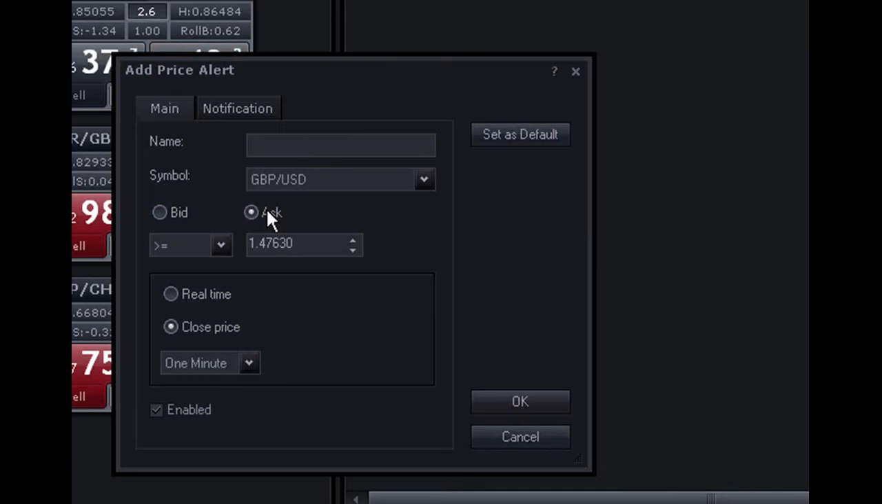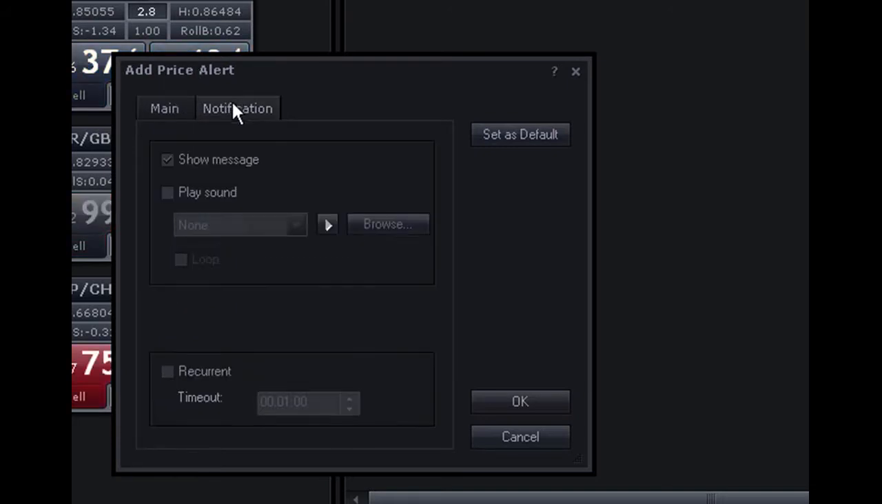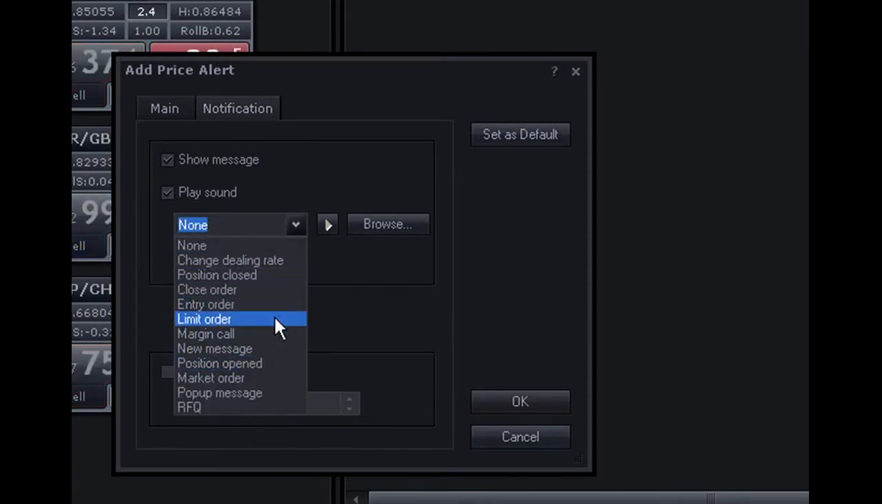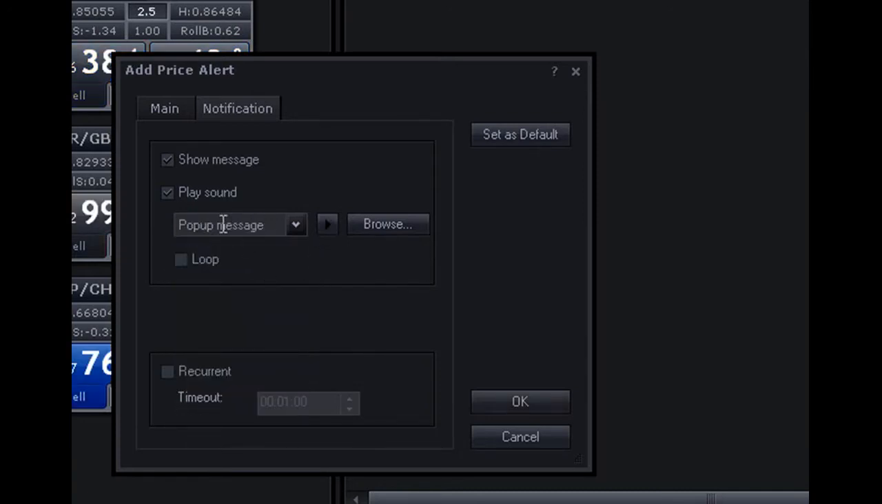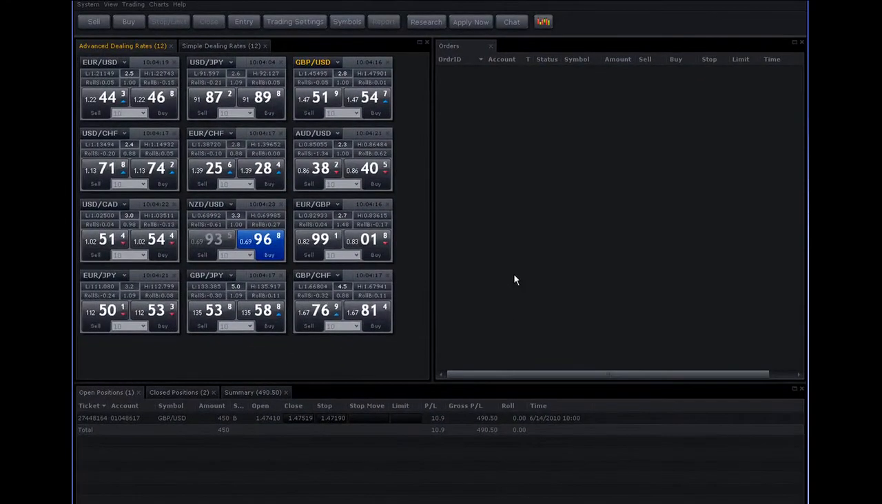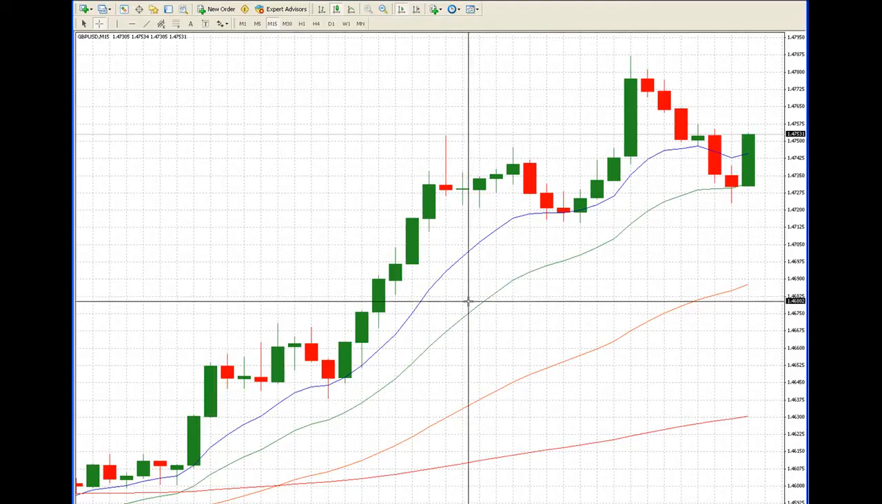is near that. So what we can do is when this triggers, we can be looking closely at the market to move our stop to break even. We want the real time price and we want it enabled, and here I can just say break even just for the name so it pops up. And for the notification, I want to play a sound as well, and just select whichever sound you want. I'll just do this pop-up message, and I'll just click OK here, and so when price goes up to there, I'll be notified.